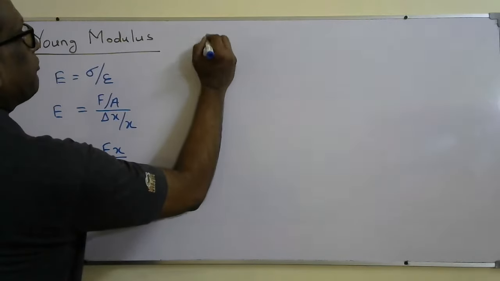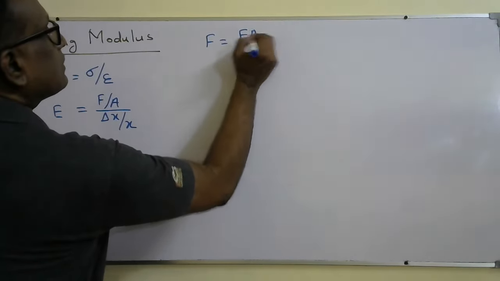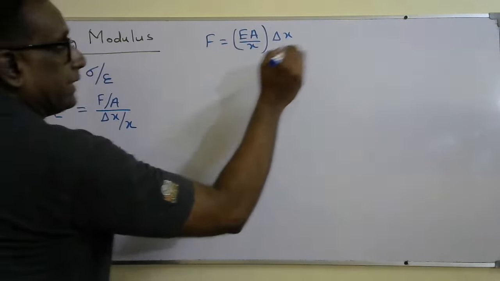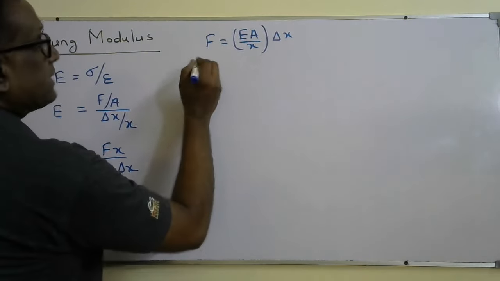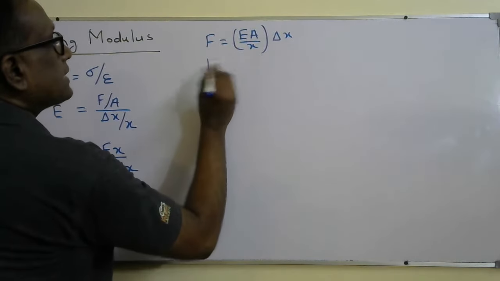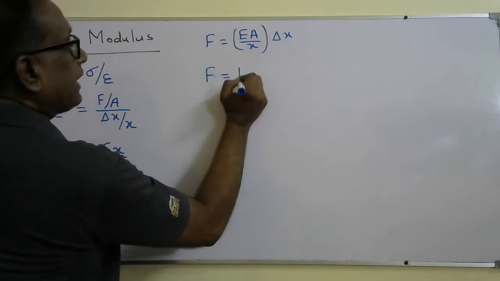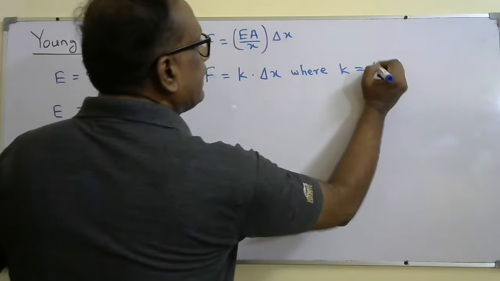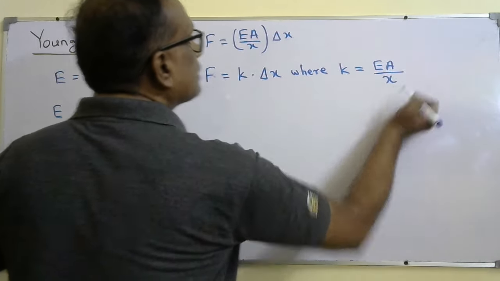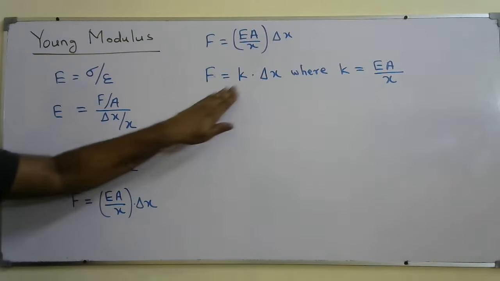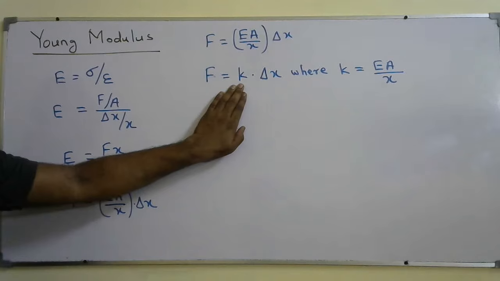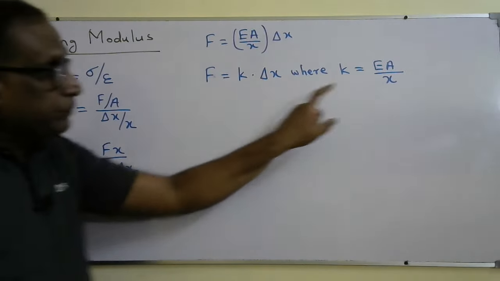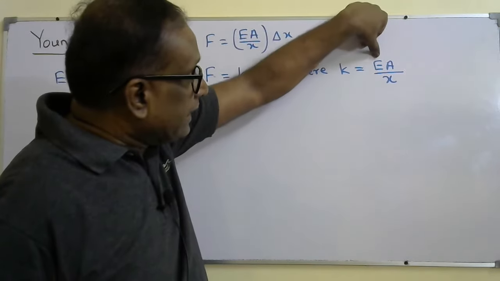So we can write the equation F equals EA over x times delta x. Here this is going to be the K. E, A and x are constants. Therefore we can say F equals K times delta x, where K is EA over x. Earlier we came across the spring constant of a spring or force constant of an elastic material, and we said that K depends on the type of the material, that is, K depends on E.